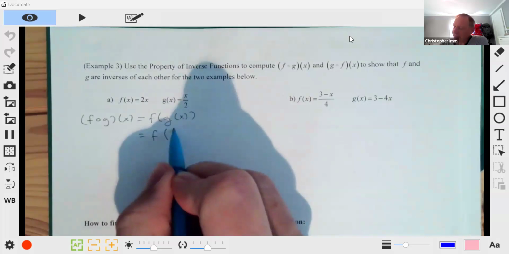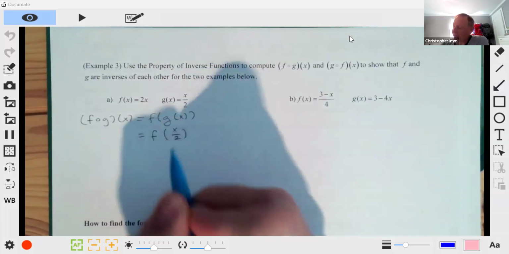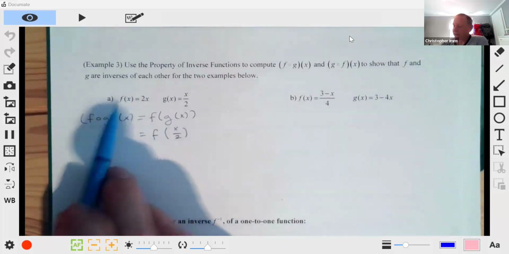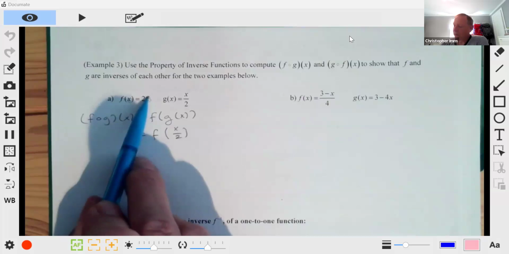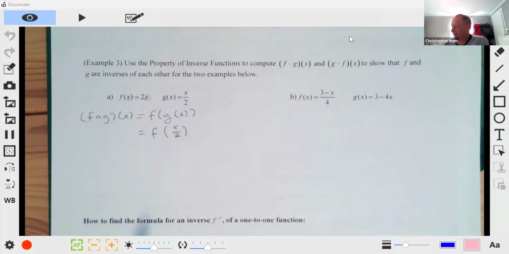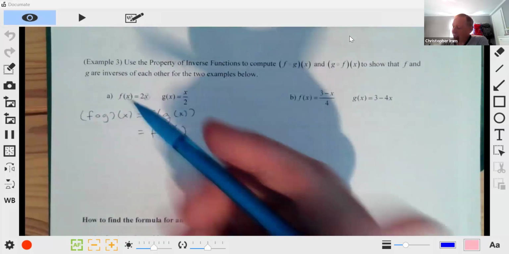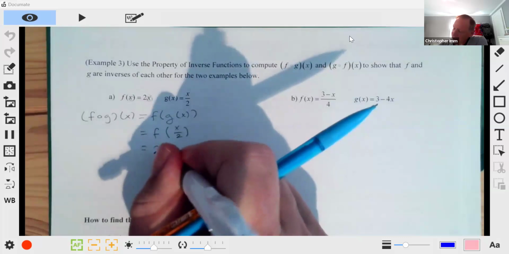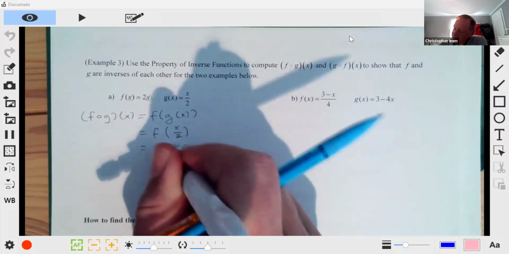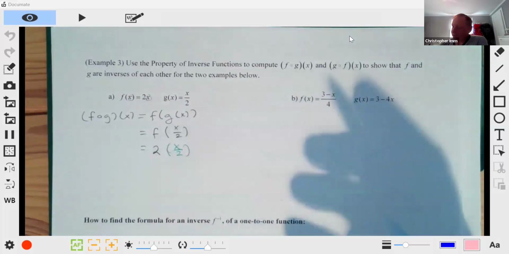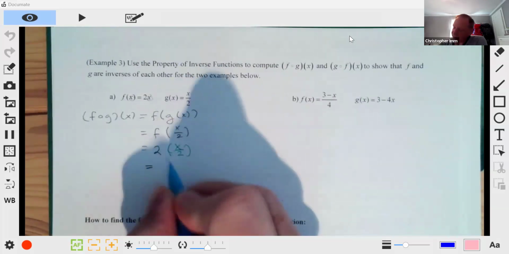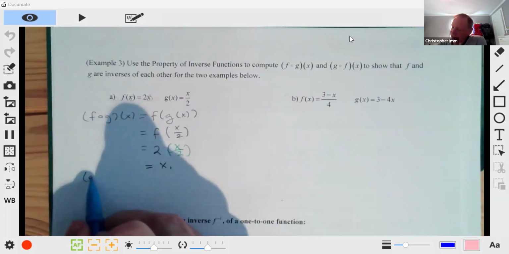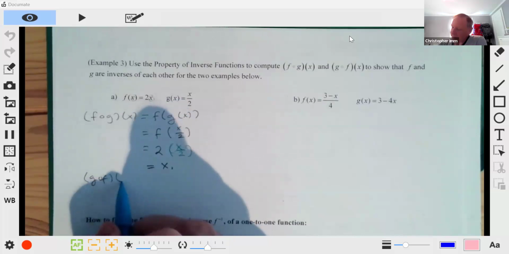We plug in that function x minus 2 for g of x, and then we go back to our f function, and wherever we see an input, we're going to put that x minus 2 in. So I'm going to have 2 from the f function, and then I'm going to put this input in, x over 2. So when I take 2 times x over 2, the 2 cancels, and I get x back, as we would expect. If I do g of x, I should get the same thing.